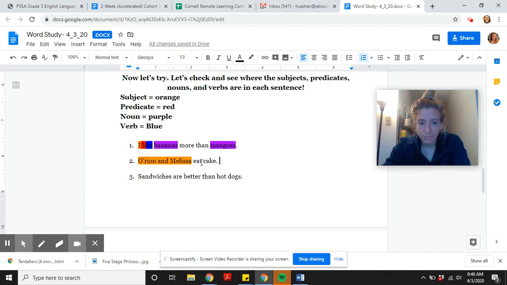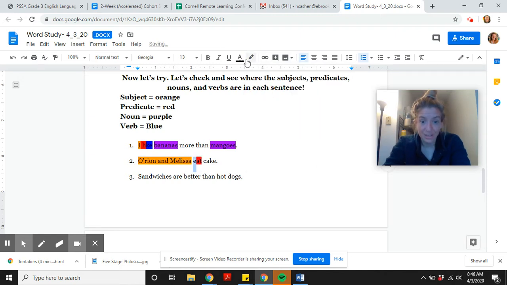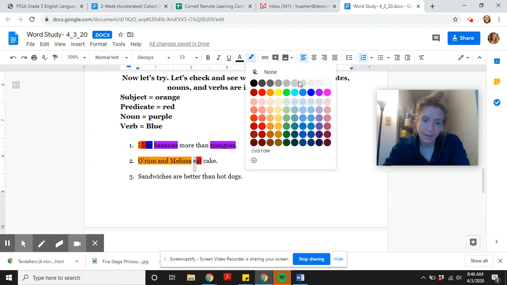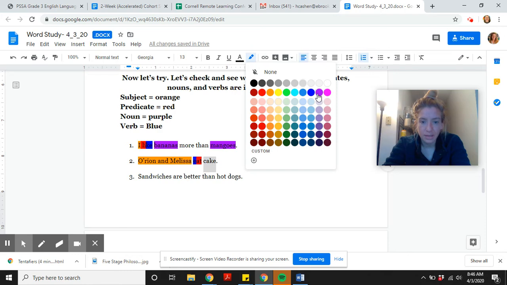What are they doing? Well, they are eating. So eat is both our predicate and what else? And our verb. So I'm going to make it a little bit red, a little bit blue. How about cake? Is cake the subject? What is cake in the sentence? It's the noun. So I'm going to make that purple.